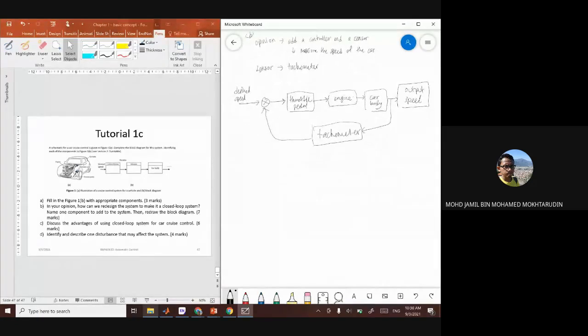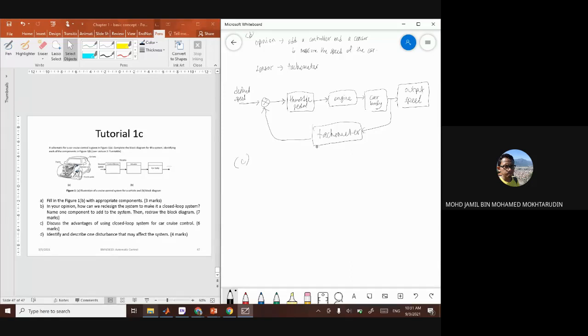The tachometer in a car, usually you can see the speed on the dial. When you press your pedal, let's say until 120, the meter will show the speed of your car. That's the sensor, and from there you can control your pedal, either pressing harder or releasing the pedal. Okay, so question C: discuss the advantages of using closed loop. For this question you can refer to the slide.